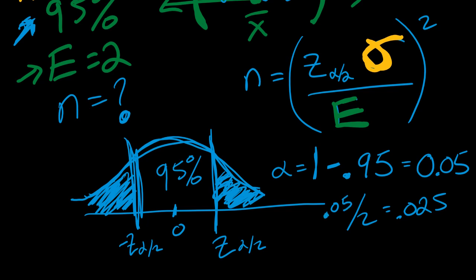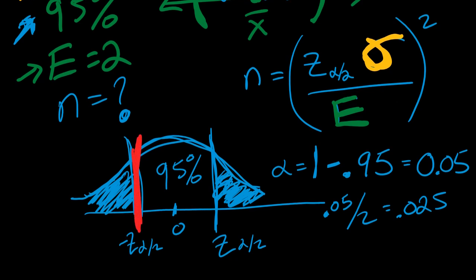Okay. All right. Now, if I know that, I can go to Excel and I can basically ask Excel, what is this z value? All right. Because I'm going to tell Excel that the area behind that z value is 0.025, right? Because the area behind in each tail is 0.025. So let's go to Excel.